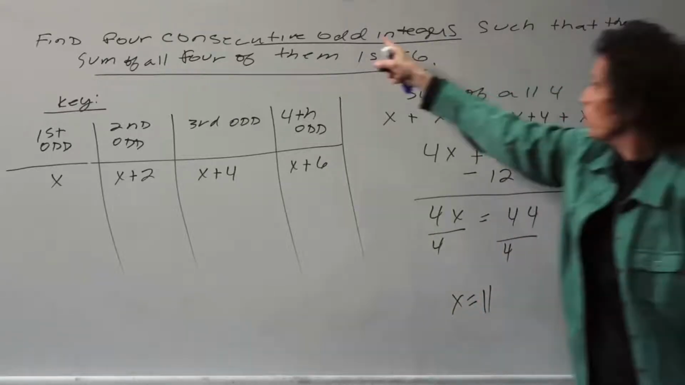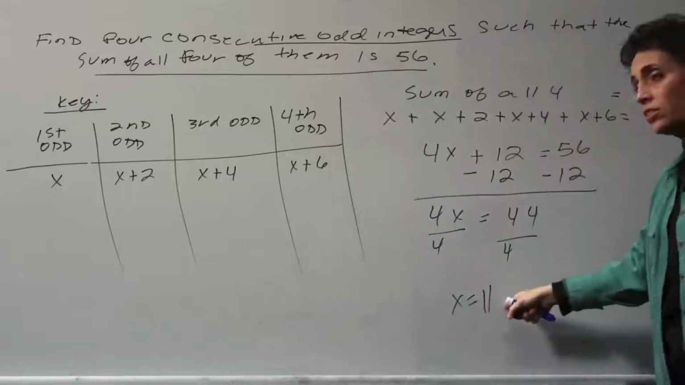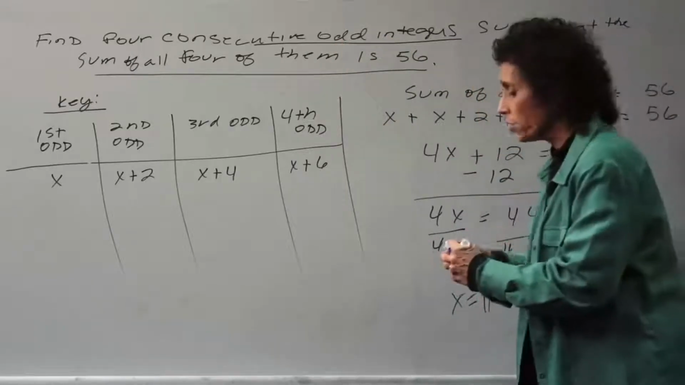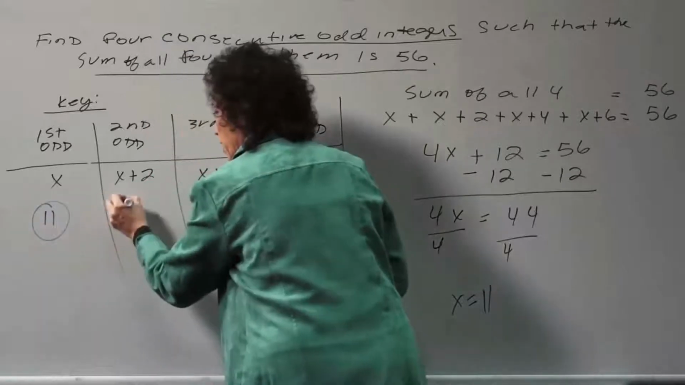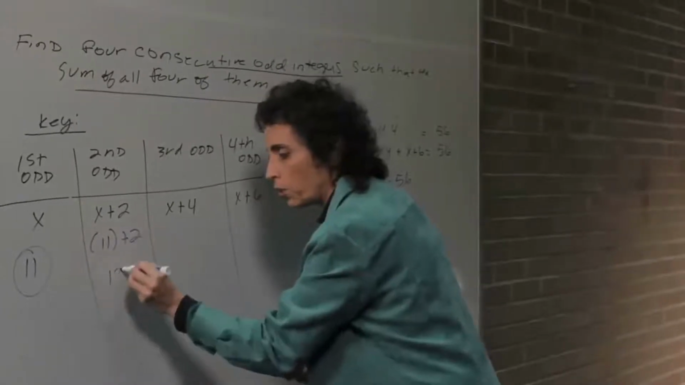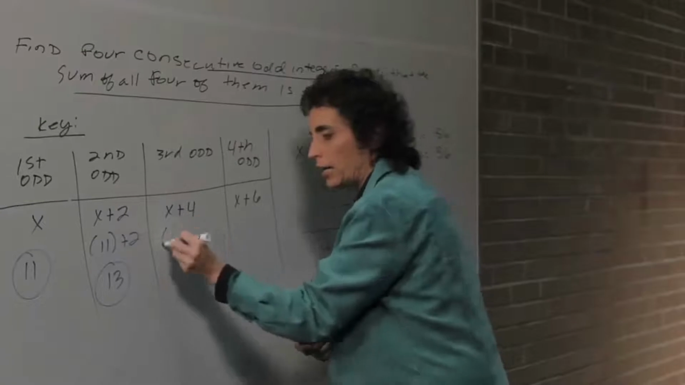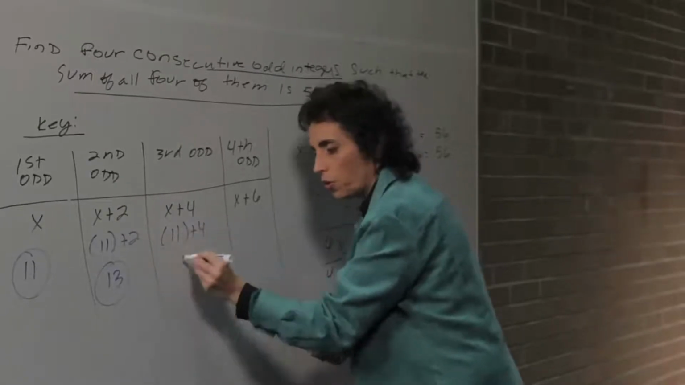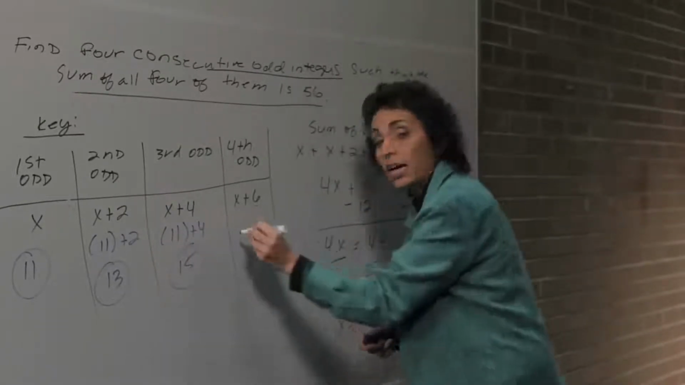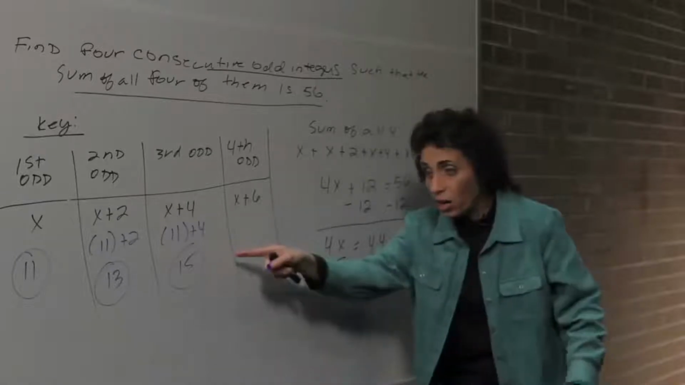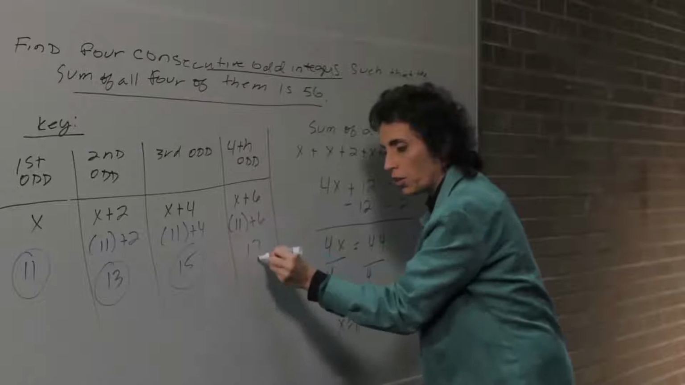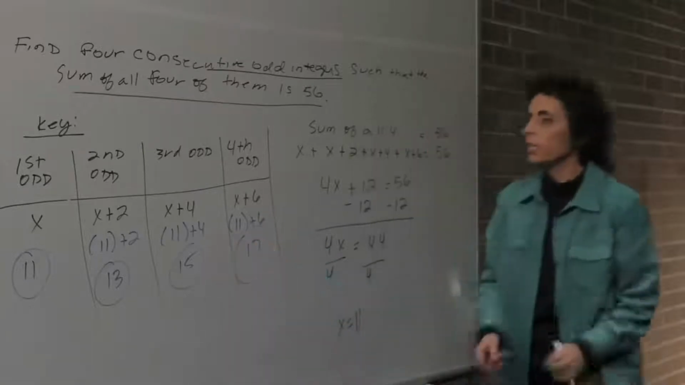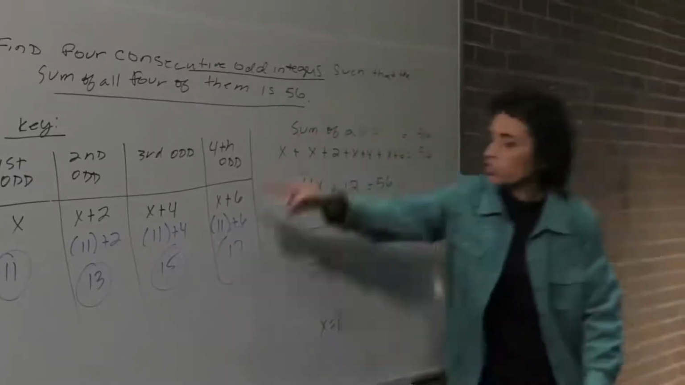Now, first thing you want to be aware of, they have to be odd. Well, that's odd. So far, the first odd integer is 11. So here's 11. Then 11 plus 2 is 13. Here's your next odd. 11 plus 4 is 15. Here's your next odd. And they're supposed to be consecutive, and they are consecutive odd. 11 plus 6 is 17. There's your odd. And now we have 4 consecutive odd integers.